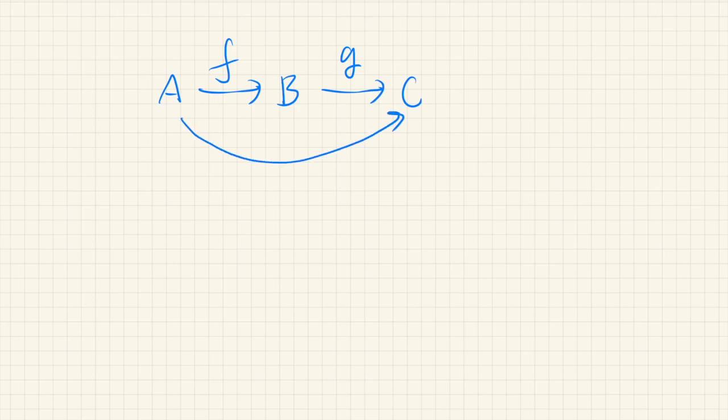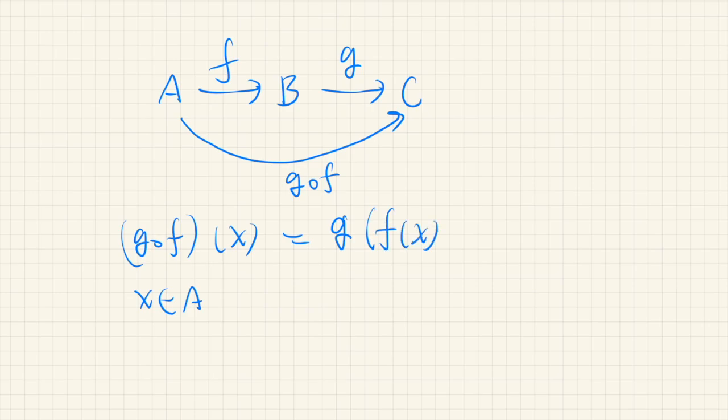In the case of univariate functions, suppose we have a function F from domain A to B and another function from domain B to C. Let's call it G. Then we can compose these functions from A to C. We write G after F, and this is defined as, so suppose x is an element of A, g of f of x. So this is a composite function.